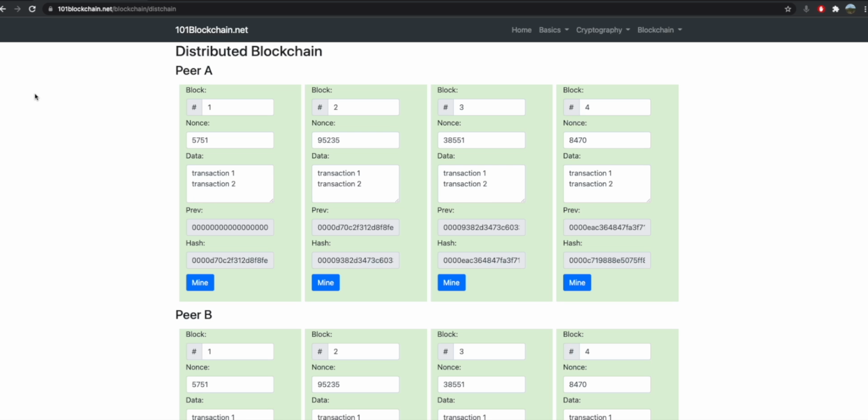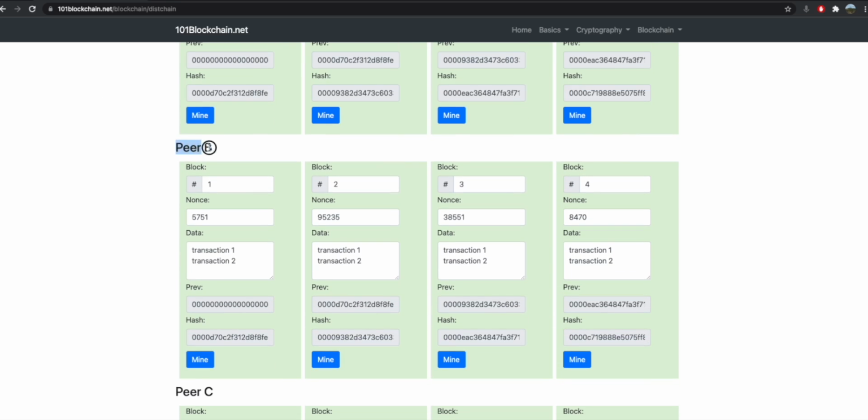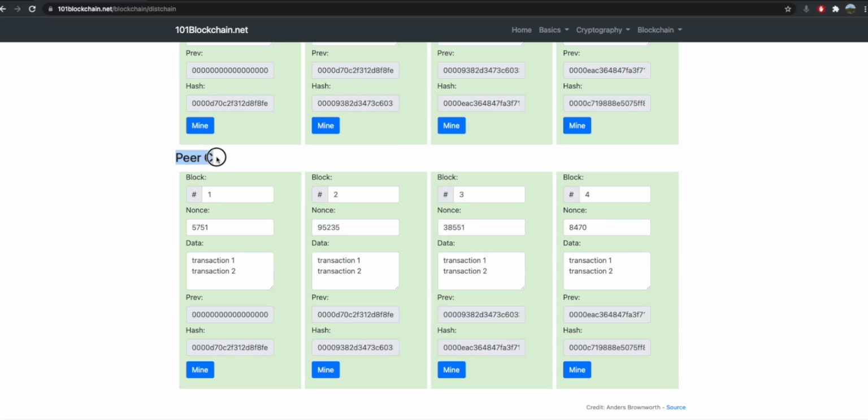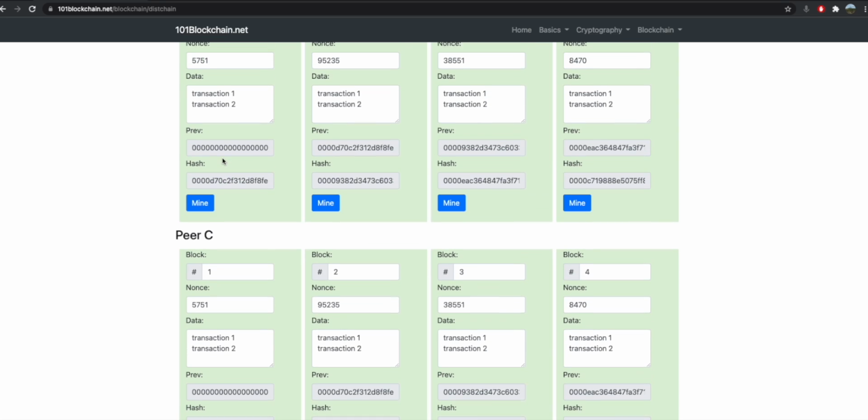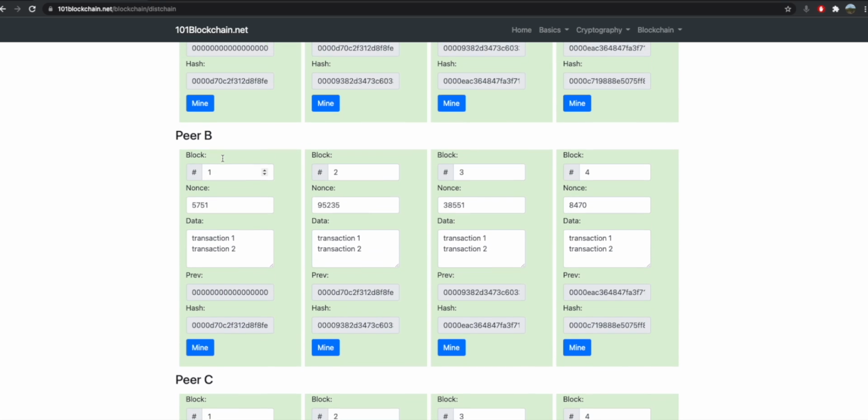Here is the demo for distributed blockchain. We are showing here 3 copies of the blockchain. These copies are seen as peer A, peer B, and peer C. In reality, there are hundreds or thousands of copies, but for simplicity, we're only showing 3.